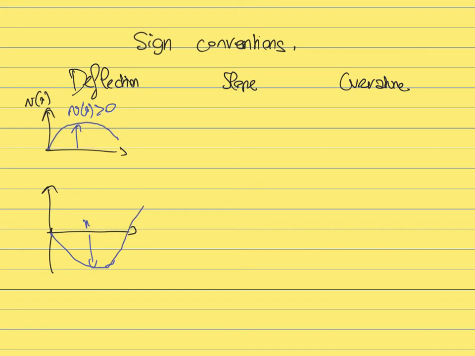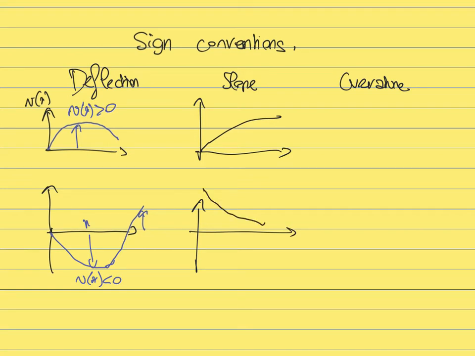Potentially the beam can be moving up and moving down as a function of x, but for a given x, if the value of the deflection is negative, then that's going to be a case of a negative deflection at this point. Now, when we think about the slope, again, there's potentially two cases, where you have a beam that can have a positive slope or a negative slope.